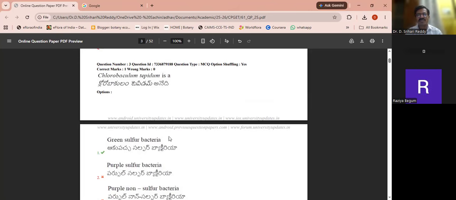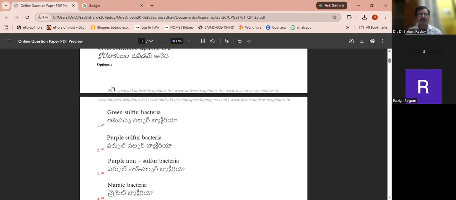So these bacteria have some pigments. This chlorobaculum contains chlorophyll, bacterial chlorophyll. With the help of the bacterial chlorophyll, they perform photosynthesis using light. So it is called a photoautotrophic bacteria. So chlorobaculum is a green sulfur bacteria.